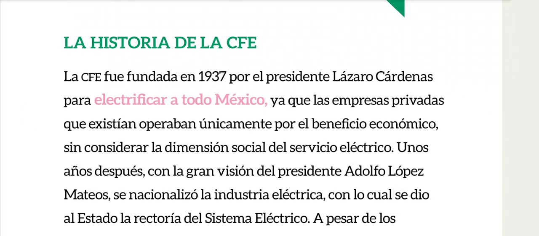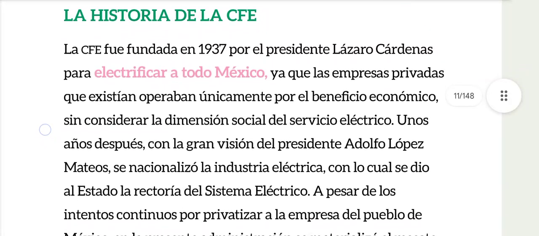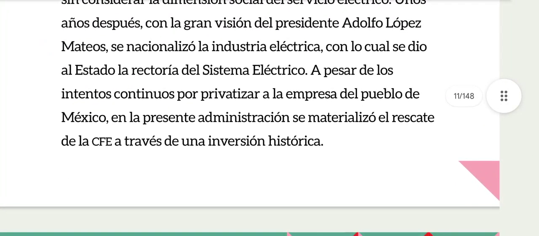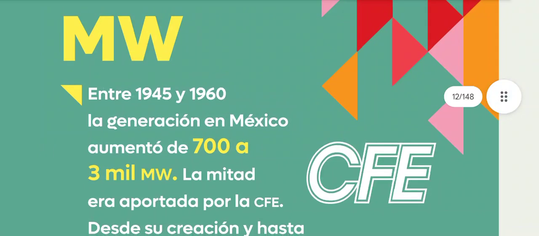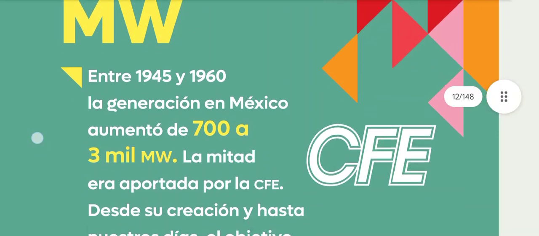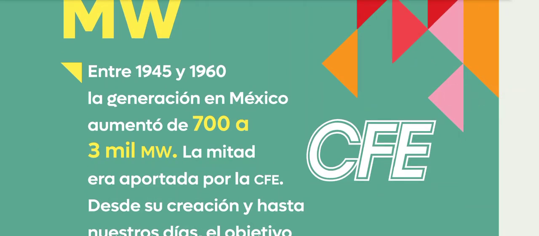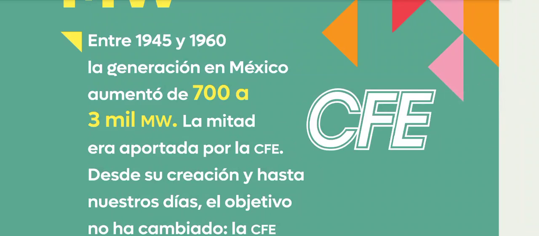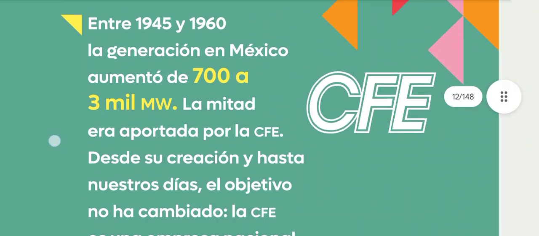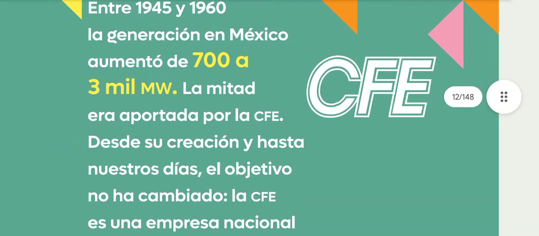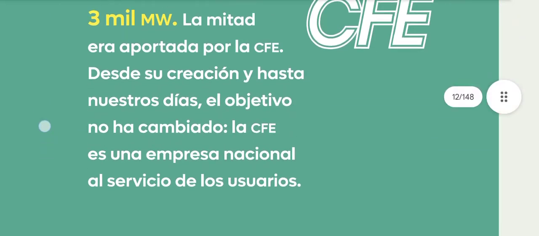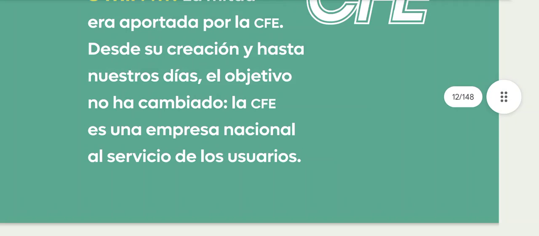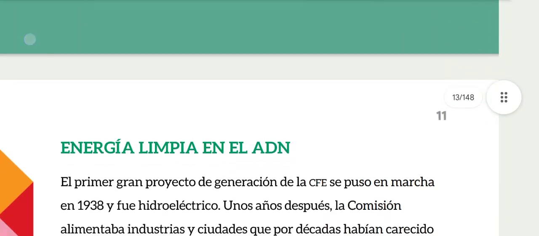Lorenzo Cárdenas, and he was supposedly a really good president. I mean, everything's really named after him everywhere. And Electrificar por México. And there's the system, and here's how the system has increased from 1945 to 1960. La generación en México aumentó de 600 a 3,000 megawatts. ¿Sí? Y la mitad era apropiada por la CFE. Desde su creación y hasta nuestros días, el objetivo no ha cambiado. ¿Sí? So, very good stuff.